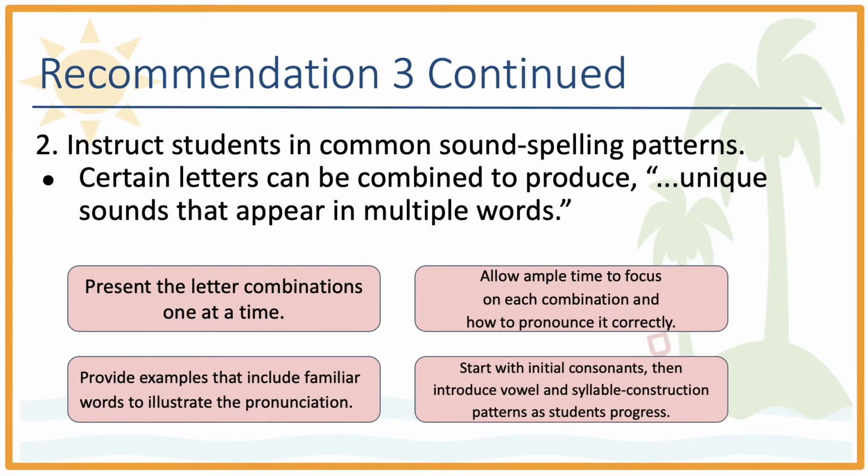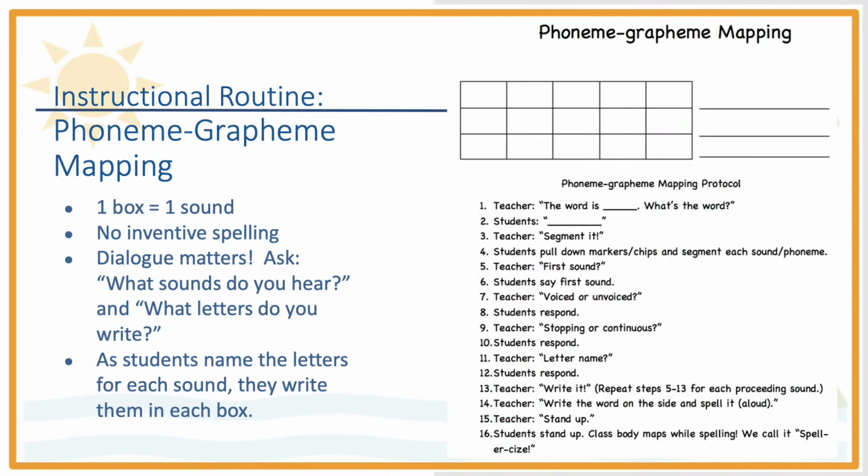Let's listen to an instructional routine called Phoneme grapheme mapping that can be used in the classroom and virtually in a small group setting that aligns with this suggested practice. Phoneme grapheme mapping is an evidence-based approach which supports orthographic mapping in the brain. It's important to remember when phoneme grapheme mapping that one box equals one sound. There's no inventive spelling, and dialogue matters. We ask, what sounds do you hear, and what letters do you write? As the students name the letters for each sound, they write them in each box.